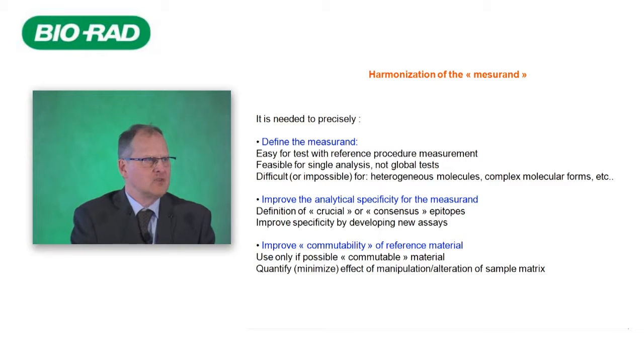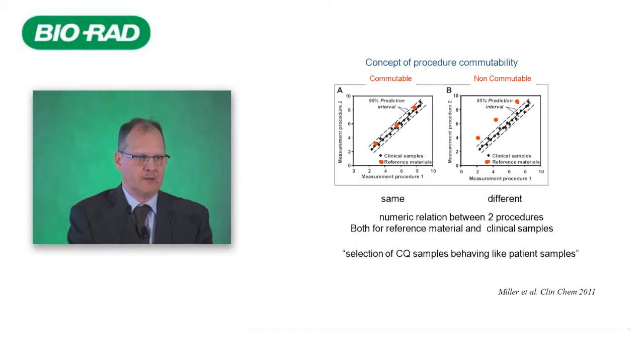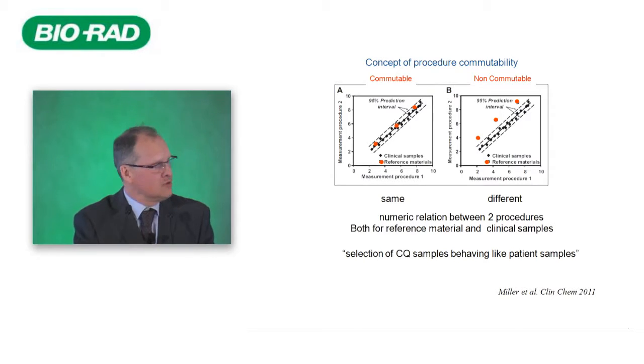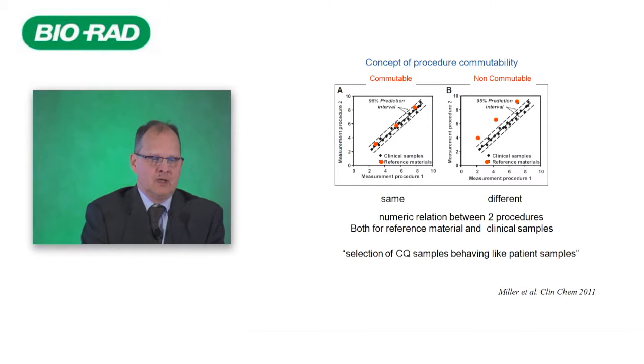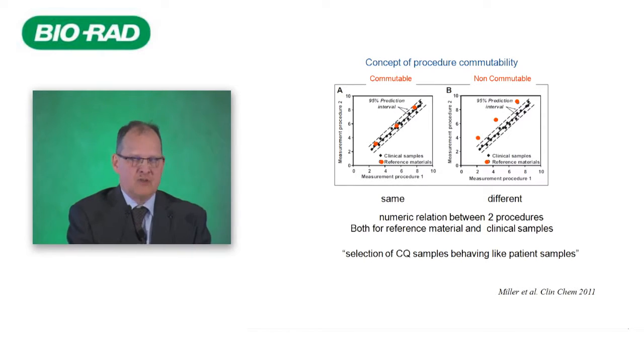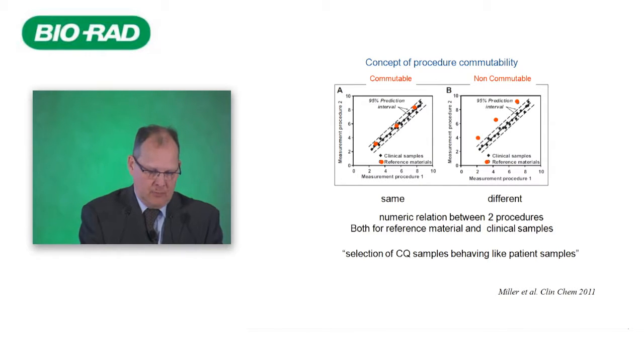So we are improving specificity by developing new assays on the basis of the new definition of measurement by epitope specificity. We must further improve commutability of reference material, not only using, if possible, commutable material, as we'll see soon, but in order to quantify, or more exactly, to minimize the effect of the manipulation of sample matrix. The concept of procedure commutability is accepted for a small number of tests. If the material is commutable, there is a numeric relationship between the two procedures, the reference one and the test one, and a selection of QC samples behaving like patient samples. But in most cases, there is no harmonization and reference material behaves differently from clinical samples. This is the case of BNP, for example, as I said previously.